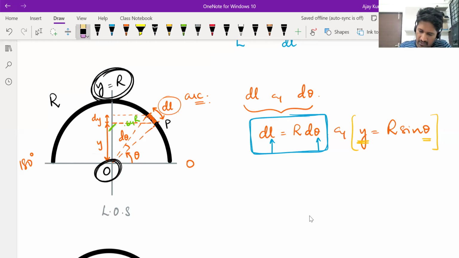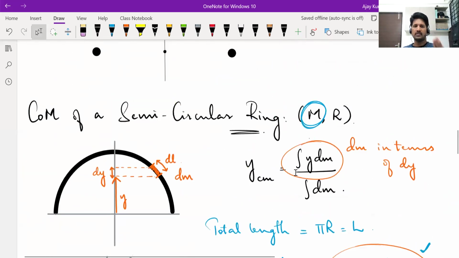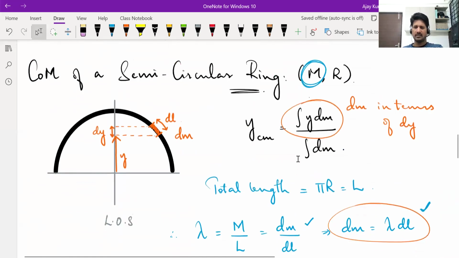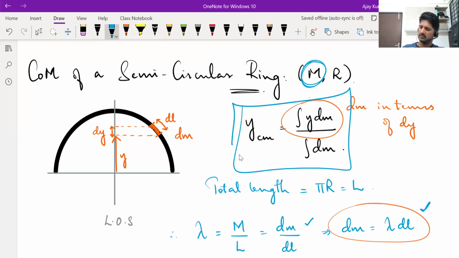Okay, so let me take you through this derivation once again quickly. You were given a semicircular ring, which is obviously a continuous mass distribution, and you are asked to find out where its center of mass lies. First, we identified that this system has a line of symmetry, y-axis. So we confirmed that center of mass should lie somewhere on the y-axis. Okay, so all we need to find out now is the y-coordinate of center of mass. For a continuous mass distribution, this is how you find y-coordinate of center of mass: integral y dm by integral dm, where dm is the mass of an element and y is its y-coordinate.